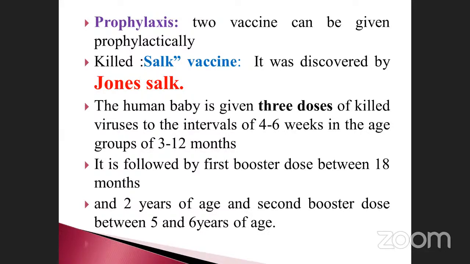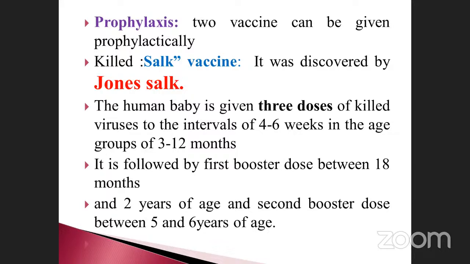The microorganism was killed and used for vaccination. The human baby is given 3 doses of killed virus at an interval of 4 to 6 weeks in the age group of 3 to 12 months. Maximum, they will provide 3 doses, 4 to 6 weeks apart, at 3 to 12 months.